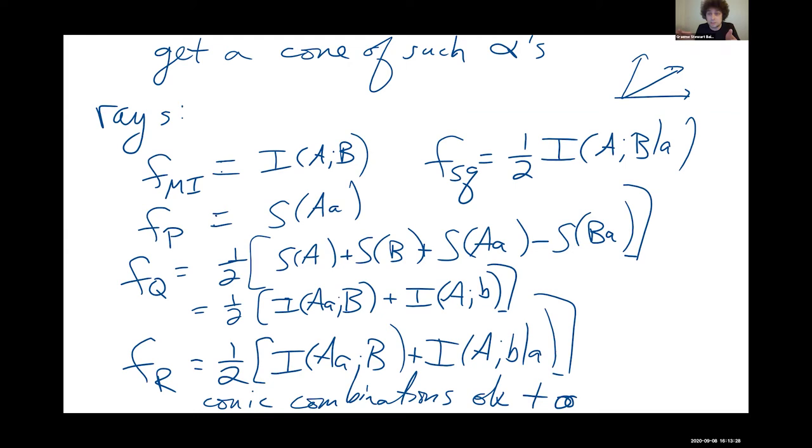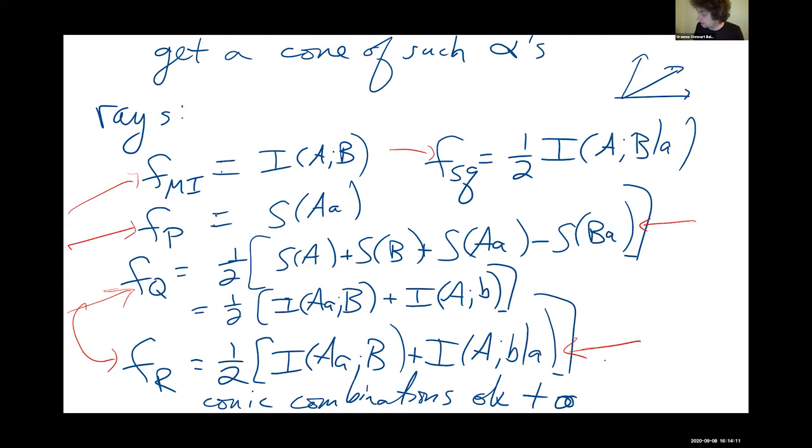And you can do this. You go off and you get a cone of alphas. Now, this is a cone of coefficients that we put into our objective functions to give a correlation measure after we've minimized. And this is what you get for two parties. You get the mutual information. That's one that doesn't depend at all on the extension. You get the entanglement of purification. You get the squashed entanglement. Sorry, these are all the rays of the cone that I'm talking about. And you get two new things: the Q correlation. This is this linear combination of entropies, and the R correlation.